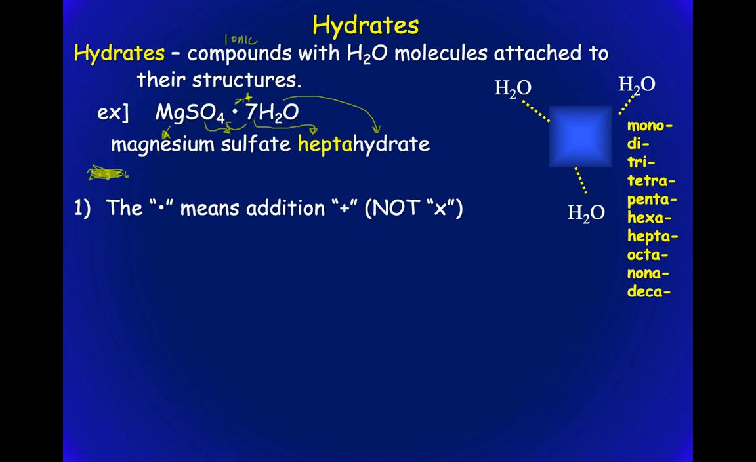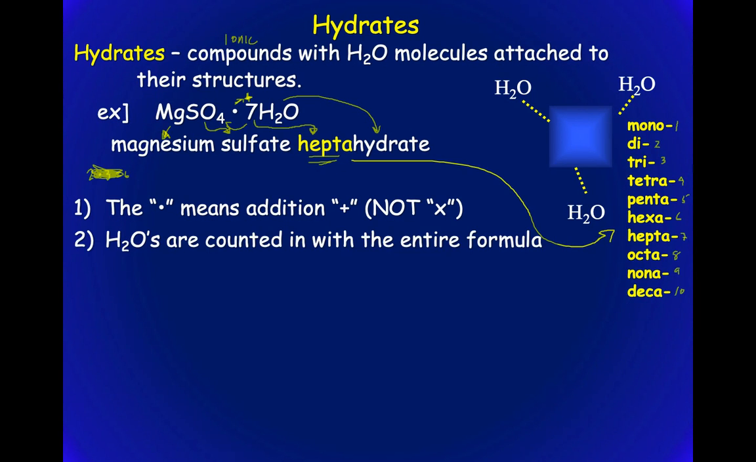These prefixes you'll see are over here: mono meaning 1, di meaning 2, tri 3, tetra 4, penta 5, hexa 6, hepta 7, octa 8, nona 9, and deca 10. We've seen them up to 25. You can be quite hydrated. You can also call these hydrated ionic compounds or hydrated salts. Make sure that you know that water molecules are counted in with the entire formula together.